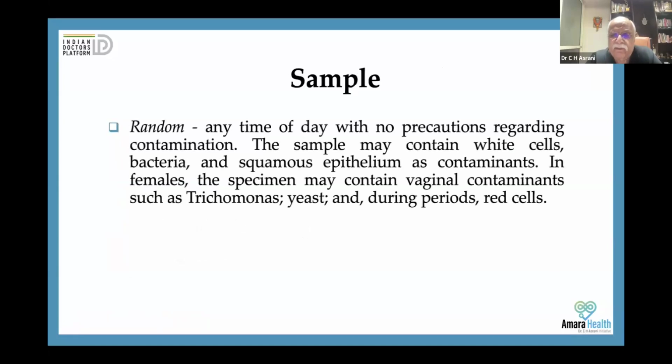Random sample is any time of the day with no precaution regarding contamination. You don't even bother. Patient collects. Which container they collect also you don't know. It could be a pickle bottle, masala bottle, sweet bottle, we don't know. The sample may contain white cells, bacteria, and squamous epithelium as contaminants. And then you have to decide. And many of us, without thinking, pick up a pen and write an antibiotic. In females, the specimen may contain vaginal contaminants like trichomonas, yeast, and during menstruation, RBCs.